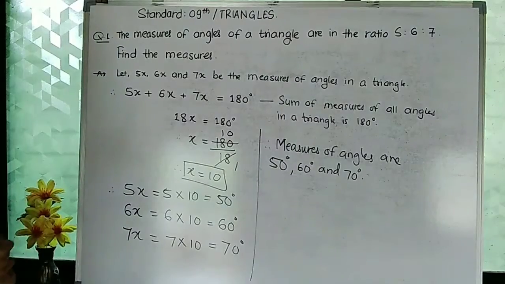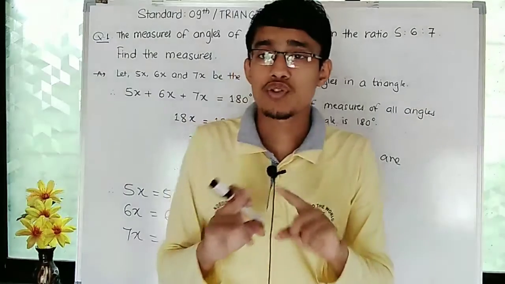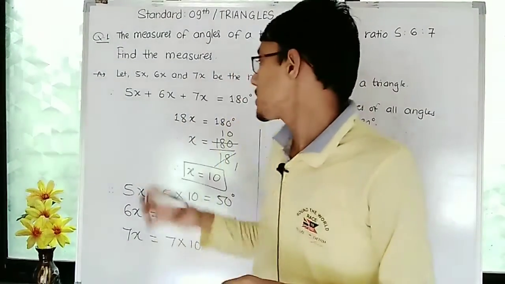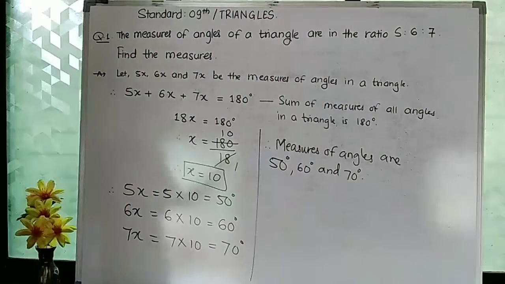We have to keep in mind that for any triangle, the sum of the measures of all the angles is going to be 180 degrees. Okay, now let us see another question.